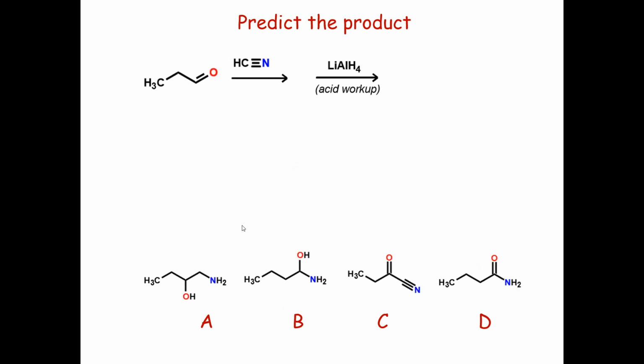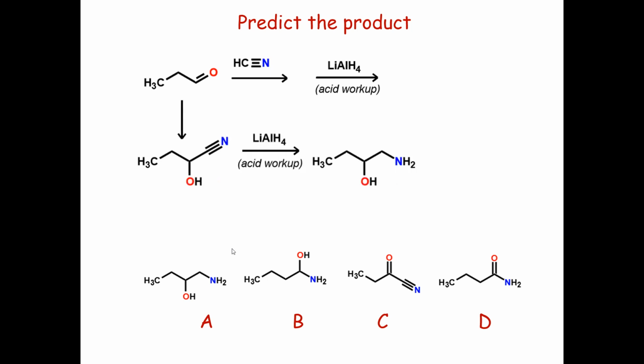Okay, here's one that goes through the cyanohydrin. So this one you have to think about a little bit. HCN is going to add across that carbonyl, so it's going to give us a cyanohydrin. Look back about four slides and you'll see the cyanohydrin. We protonate the oxygen, add the cyanide to the carbon of the double bond, then we reduce. So we're going to end up with something which has both an alcohol and an NH2 group. And of course, that's going to be A.